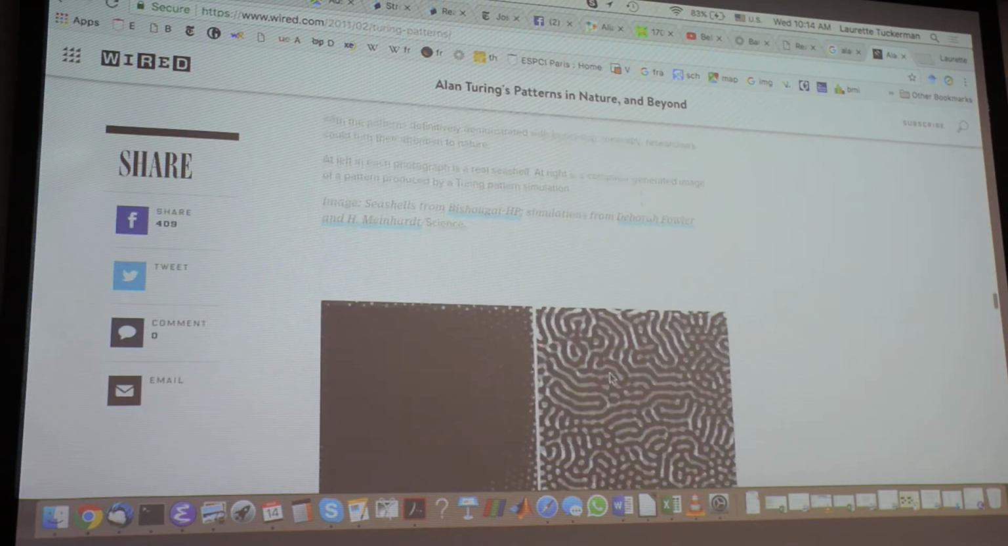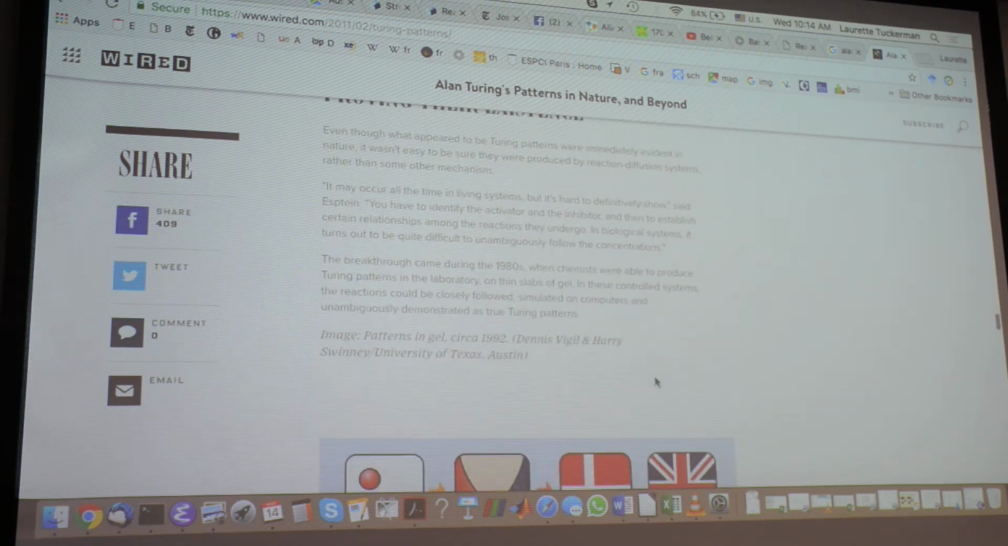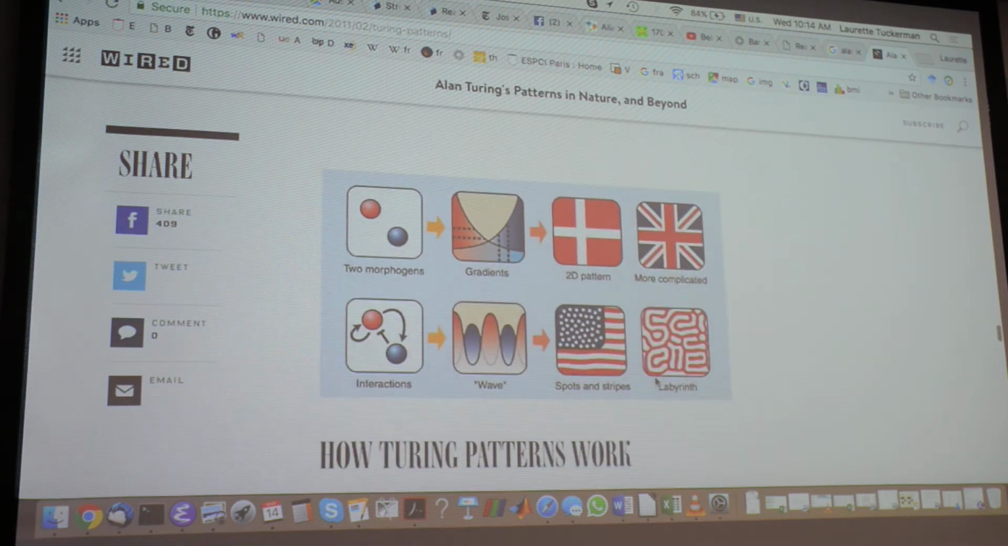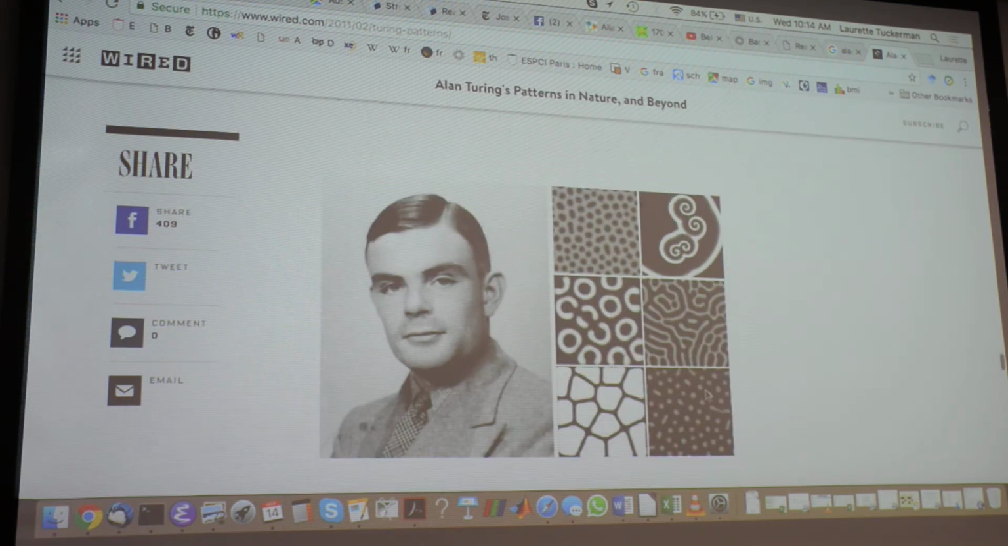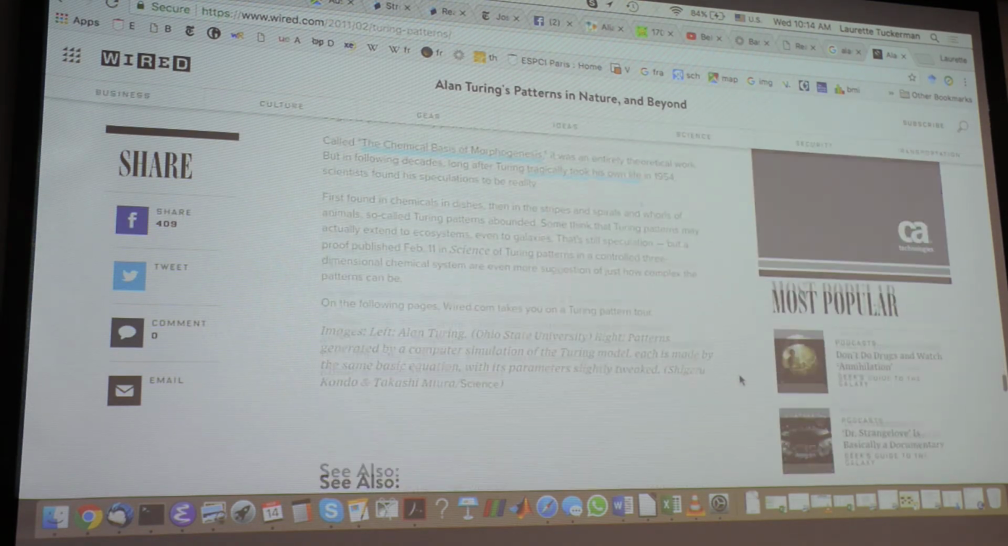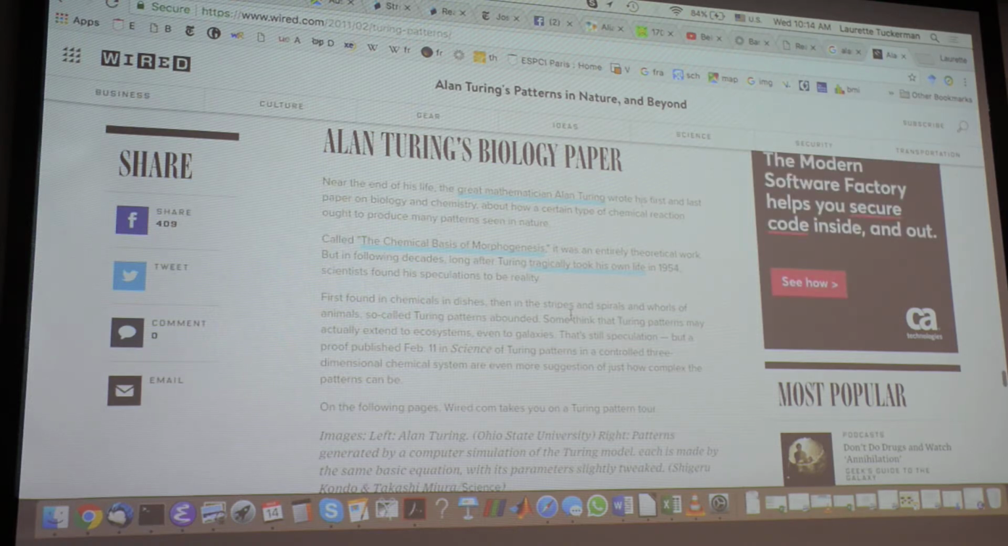I could be wrong. This is the Sweeney picture we just showed you, proving their existence. Yeah, the Sweeney picture. How Turing patterns work. Here's Turing. Here's pictures we've been seeing. His famous paper, it's one paper called The Chemical Basis of Morphogenesis. His first and last paper on biology and chemistry.